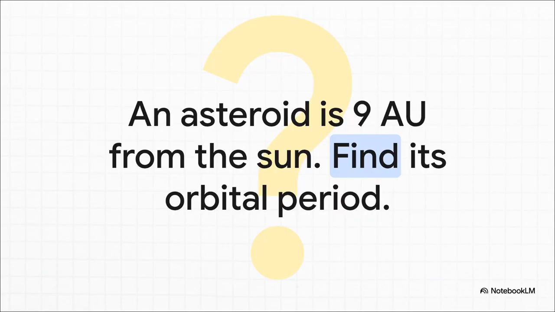Imagine you're an astronomer, and you've just discovered a new asteroid. You calculate that its average distance from the sun is 9 astronomical units. Now we can use Kepler's law and the skills we just mastered to figure out how long it takes to orbit the sun. The whole big space problem boils down to one simple question. What is 9 to the 3/2 power?